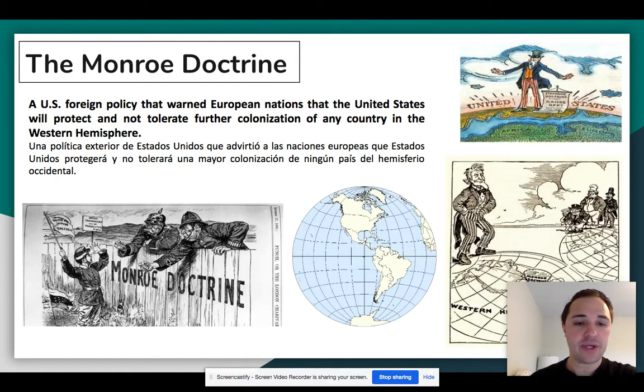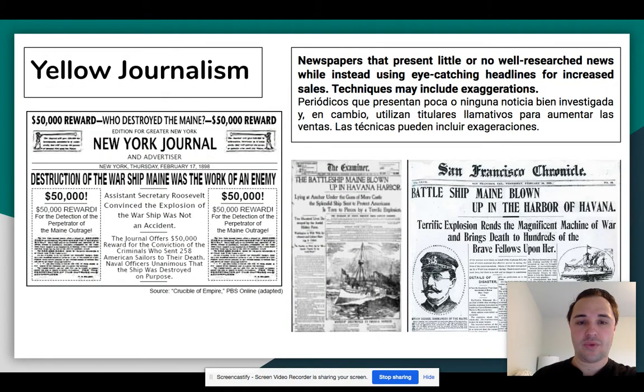And over here, I have a picture. This symbolizes the United States policing the Western Hemisphere using the Monroe Doctrine. So again, they are just making sure that no European countries, or any countries for that matter, are meddling or getting involved in the relations in the Western Hemisphere. Okay?